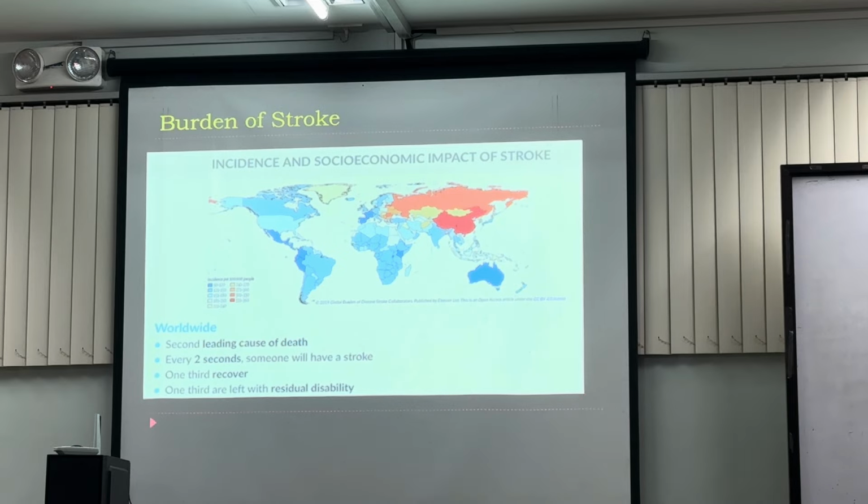Incidence and socioeconomic impact of stroke. Worldwide, second leading cause of death. Every 2 seconds, look at that, someone will have a stroke in the world. And of each stroke, 1/3 can recover, 1/3 are left with residual disability, and maybe the other 1/3 dies. So 1/3 back to normal, almost back to normal, 1/3 with disability, 1/3 death.